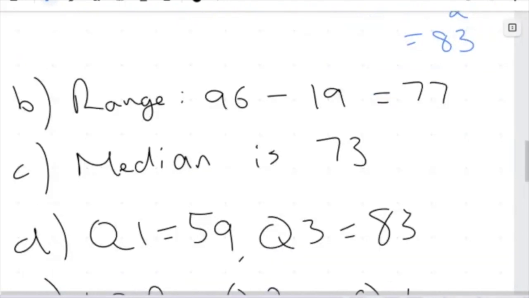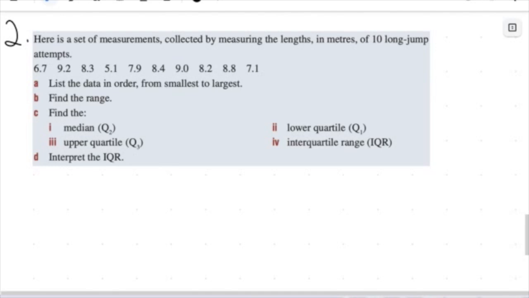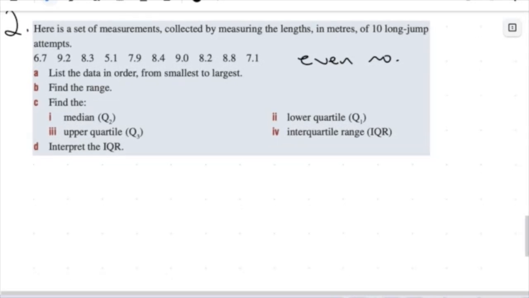Now, let's try another question, and in this case, we have a set of measurements collected by measuring the lengths in meters of 10 long jump attempts. And this question has an even number of data points. And we're going to see how this changes our approach when finding the interquartile range. So, once again, I'm going to list the data in order from smallest to largest.